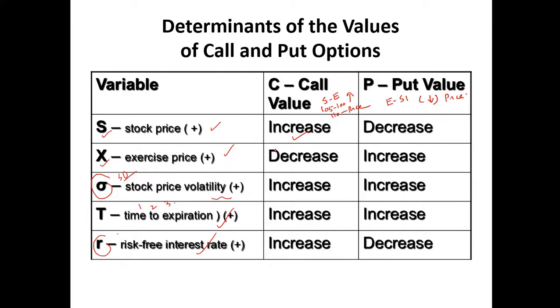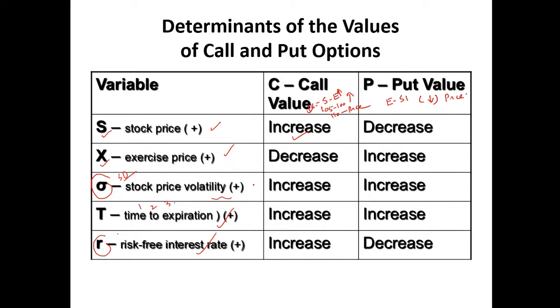The next variable is the exercise price. If the exercise price goes up, the value of the call option will come down. Naturally, if the exercise price is higher, the value of the call will be lower. Lower the exercise price, greater the value of the call.